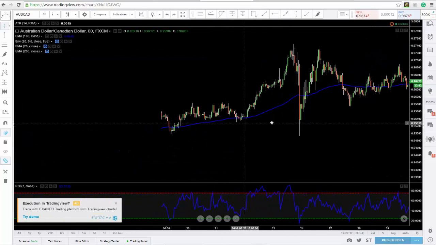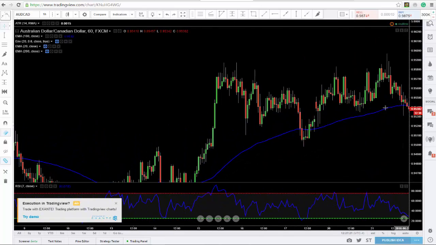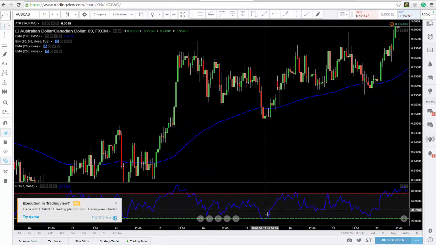And guys, those are just a few examples of successfully trading off of this 100 EMA using the rules that I've said. Here's another great example.